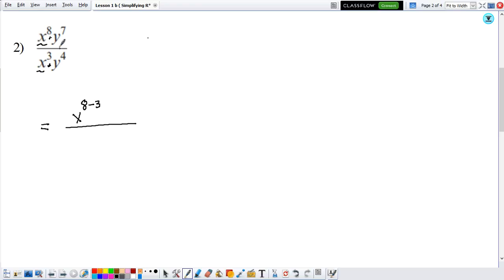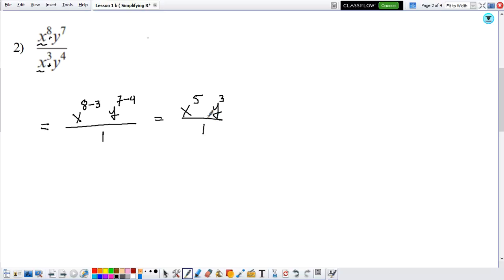So now let's look at the y's. The y's, they're dividing. Where's the highest exponent? The highest exponent is on top. So that's where the subtraction takes place. So now we're going to have y to the 7 minus 4, because again, you're subtracting exponents. And there's nothing left on the bottom, so we're just going to place a 1. And now we simplify. x to the 8 minus 3, so that's 5. y to the 7 minus 4, so that's 3.